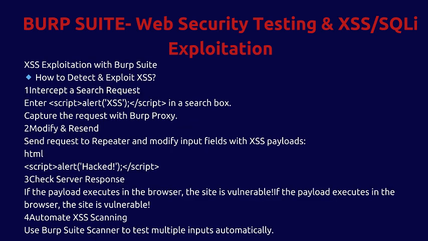How do we have cross-site scripting exploitation with Burp Suite? How to detect and exploit XSS. First, you intercept a search request. You enter this line of code in the search box, capture the request from Burp proxy, modify and resend. Send the request to the repeater, and modify input fields with XSS payloads, HTML, with this line of code below. Then check server response.